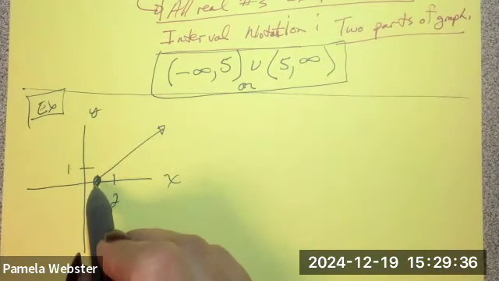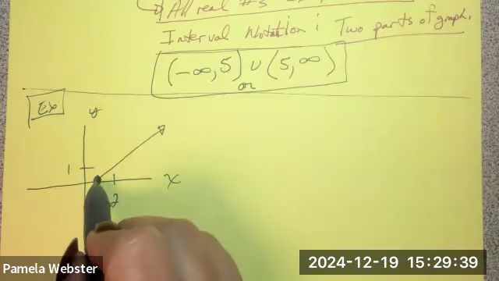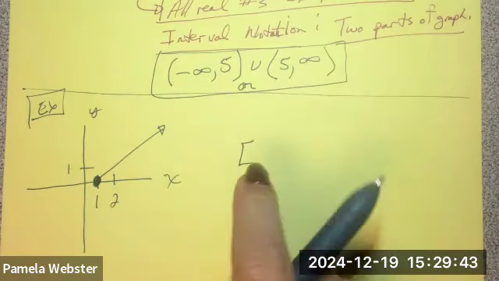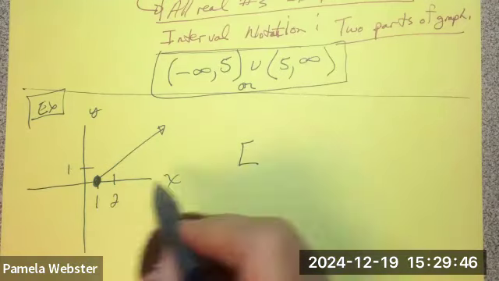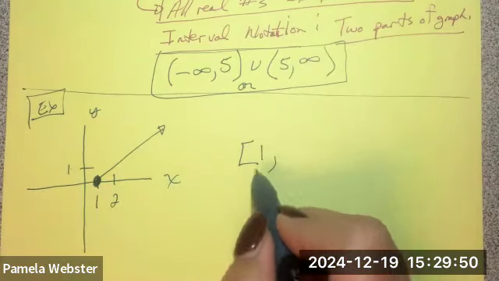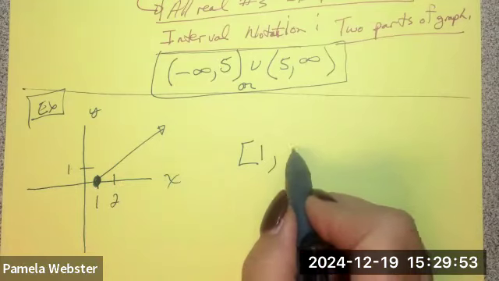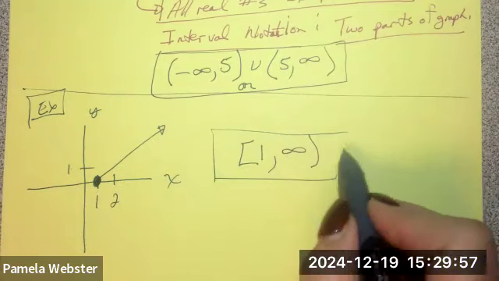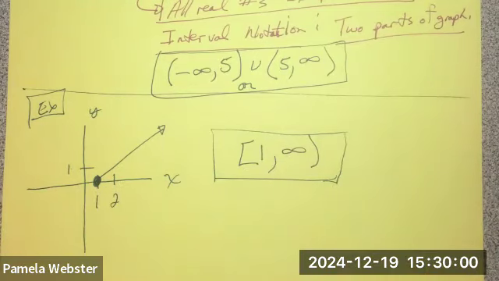So I start here at x equals 1, and it's a solid dot, which means it's included. So in that case, I use what we call a hard bracket. I start at 1, and how far to the right is this going? All the way to infinity, Dr. Webster. That's what I heard. And again, because it's going all the way to infinity, it's a parenthesis there. It's not a solid bracket. So it starts at 1 and it goes up. All right, so that's an example of when you would use a hard bracket.